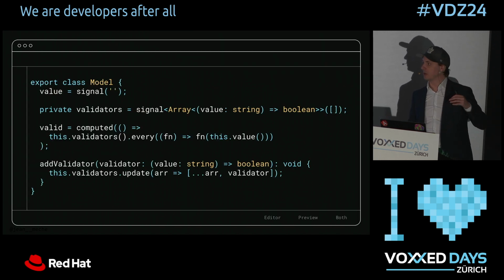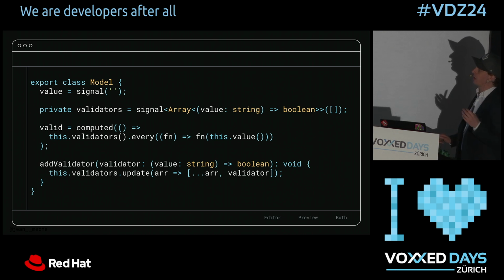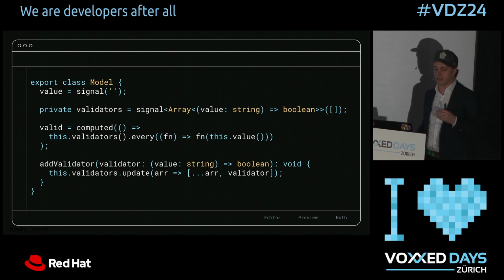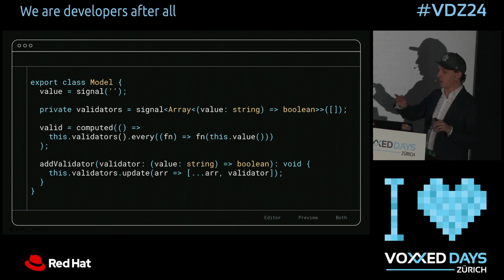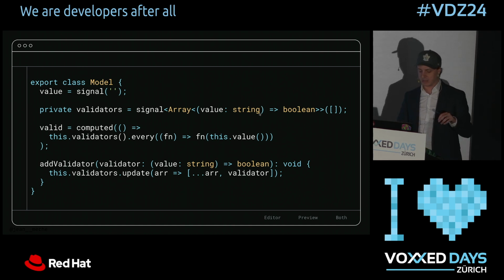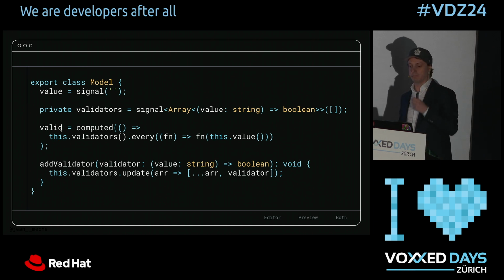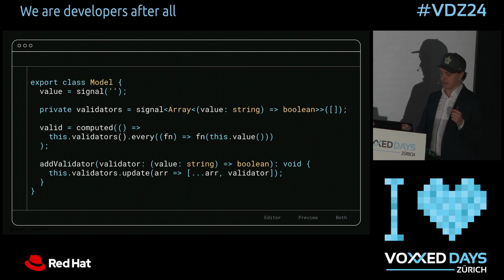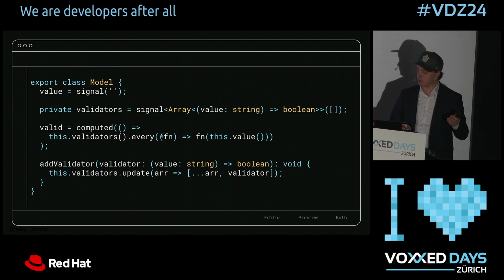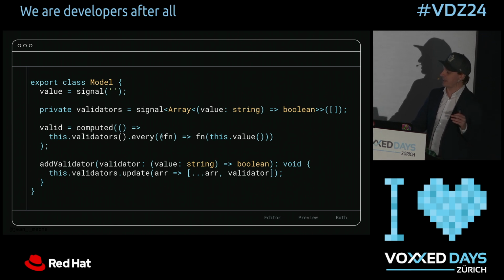Here, I'll give you what the model would look like with signals. So I have a value, that's the value that was entered, so where I always put my name. I got my set of validators. The valid is a computed property that just checks the validators against the value. And as you can see, there was also a function that was just adding a validator.